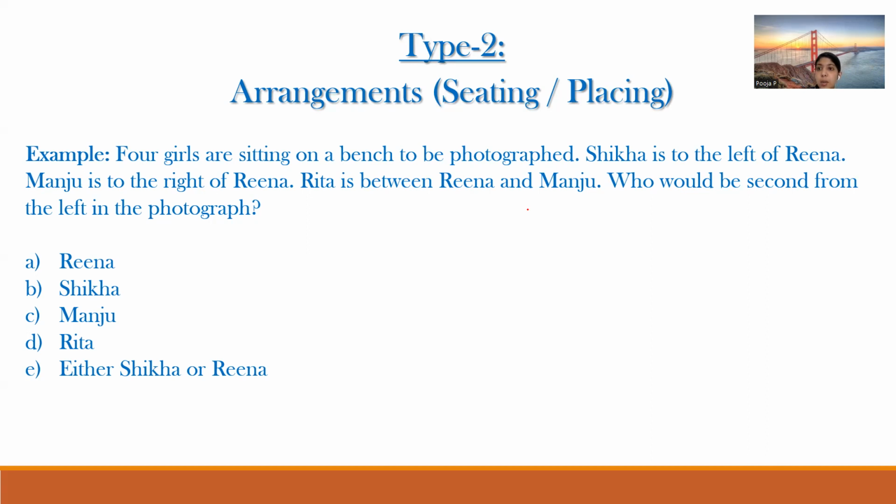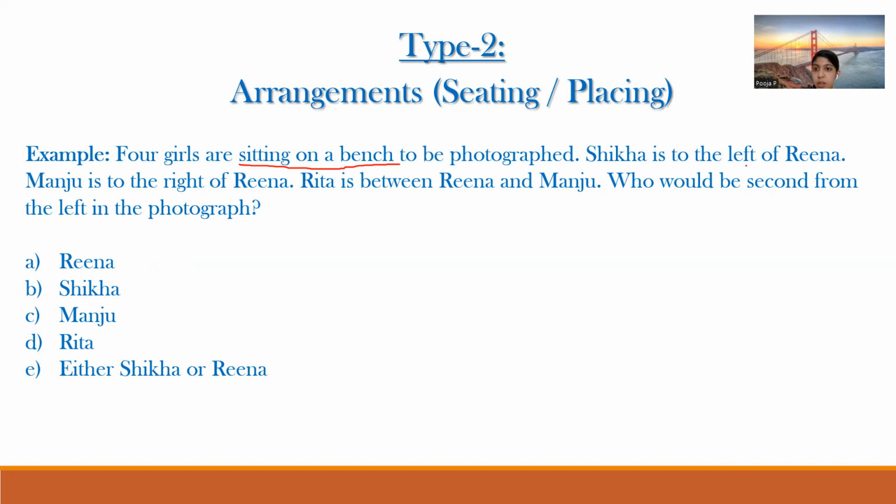And sometimes it is situation based. For example, as you see here, four girls are sitting on a bench. Sitting on a bench, it means it's a linear arrangement. You cannot have a circular arrangement until and unless a question has mentioned that the benches are arranged in a circular manner. To be photographed, Shikha is to the left of Reena, Manju is to the right of Reena. Rita is between Reena and Manju. Who would be second from the left in the photograph?